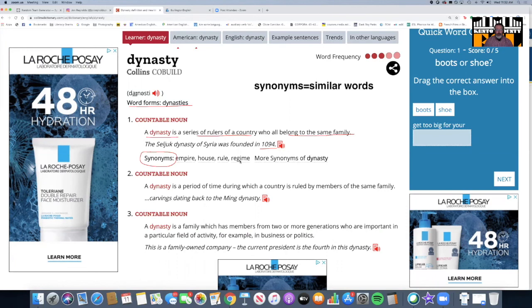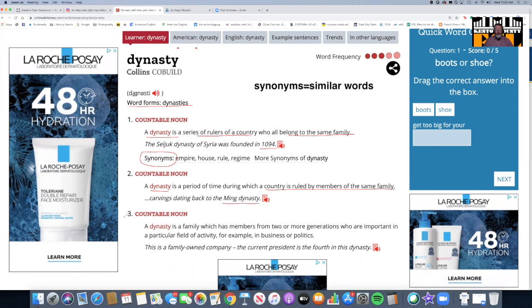Okay. Now, if you look at number 2 and number 3 on the list, it gives us a little more information, a little bit different from the other dictionary. A dynasty is a period during which a country is ruled by the members of the same family. So we mentioned period of time. So often we might refer to a specific dynasty. For example, some of you might know in China there was the Ming dynasty.